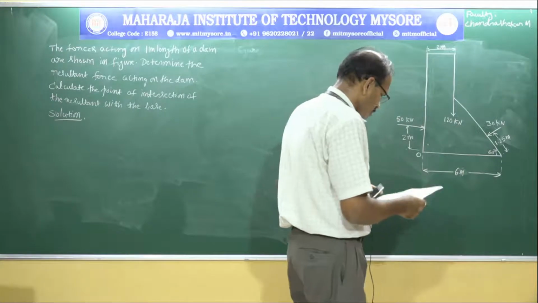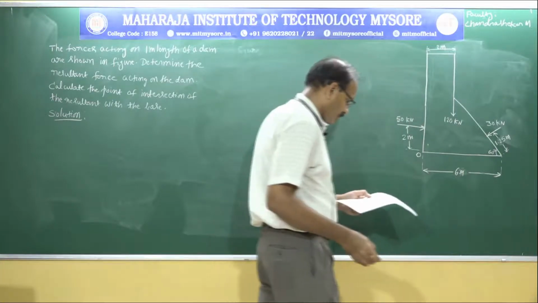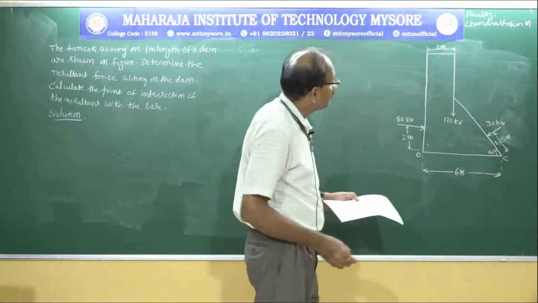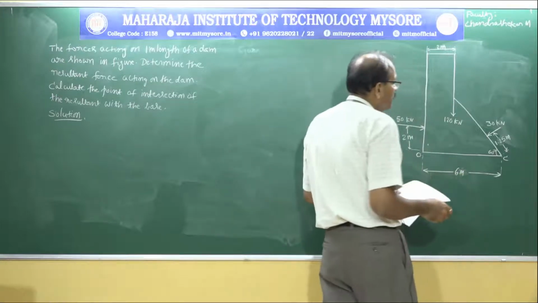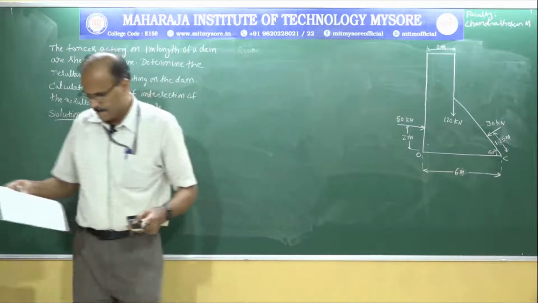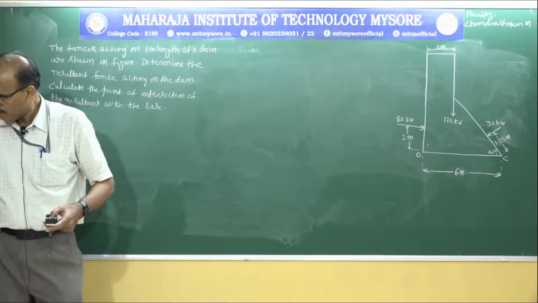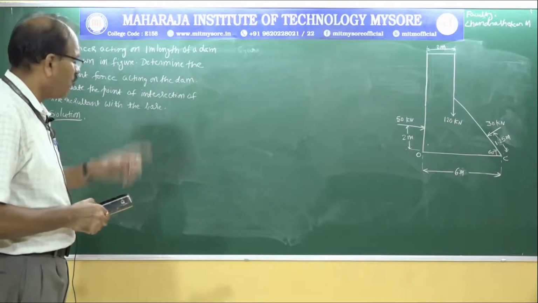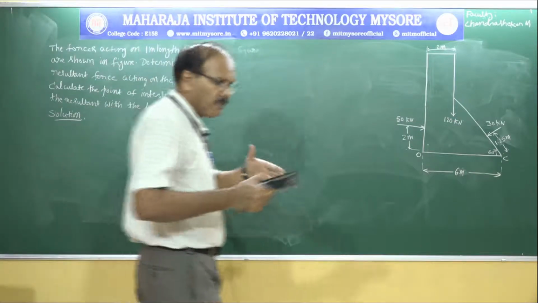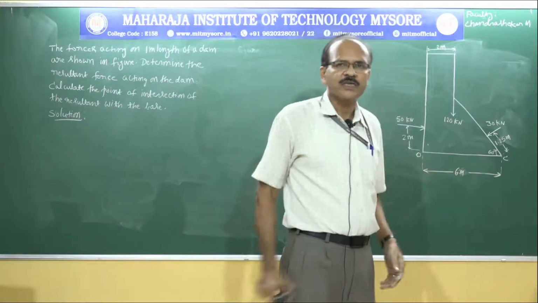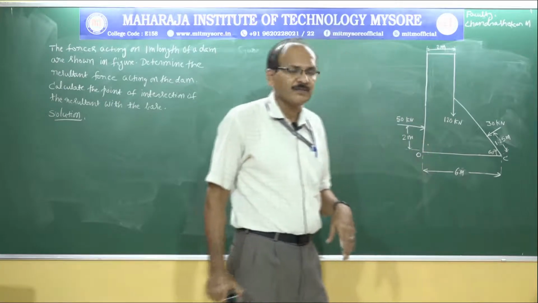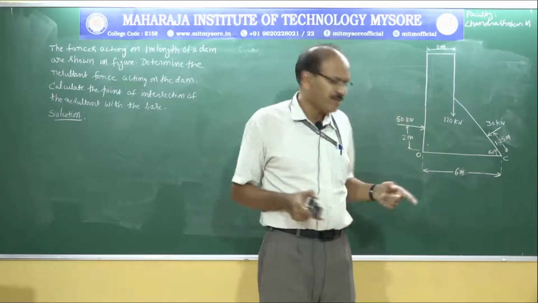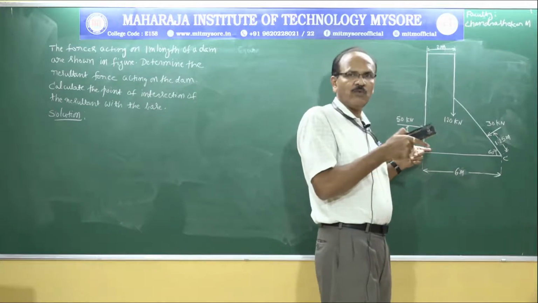0.25 meter. I'm going to call this C. The problem says the forces acting on 1 meter length of a dam. Of course, a dam will have several meters, hundreds of meters of length. For analysis purposes, we are going to consider only 1 meter width, that is, 1 meter width perpendicular to the board.